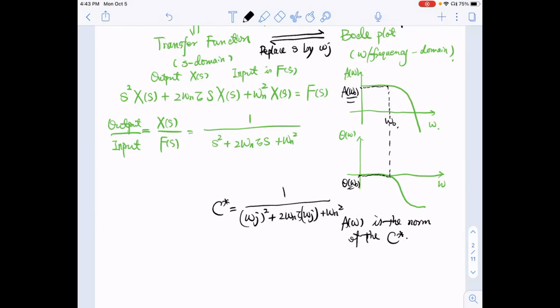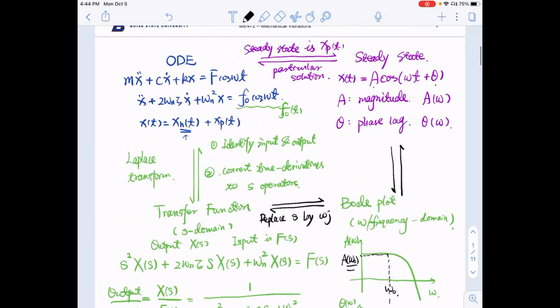So after replacing s by omega j, you get a complex number. Your A(omega) is just the magnitude, just the norm of this complex number. And your theta(omega) is the angle of the complex number. All right. So here we complete the loop.